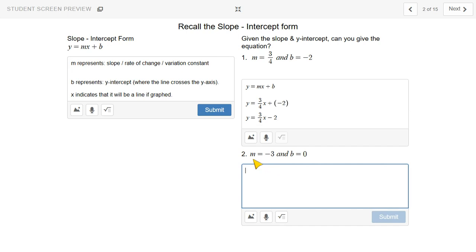Let's do another one. We have a slope of -3 and b is equal to 0. We're going to substitute that into our equation. Y is equal to -3x plus 0. Now, for us to say plus 0, that's redundant, because if I'm adding 0, really I'm adding nothing. I could just ignore that. So our equation is y is equal to -3x.